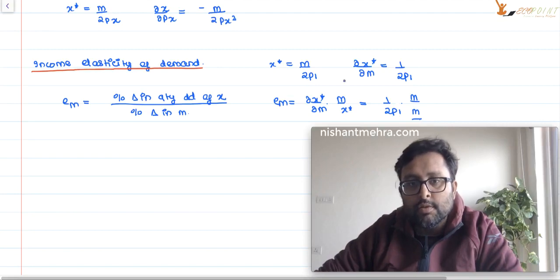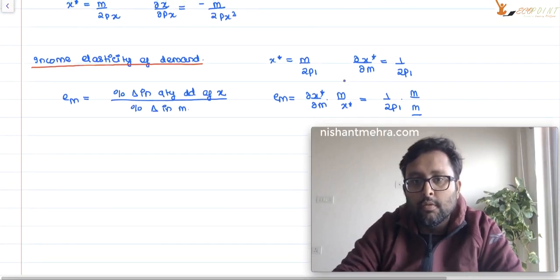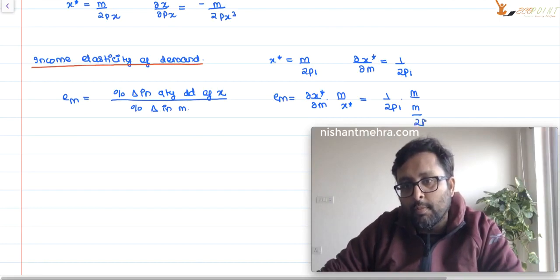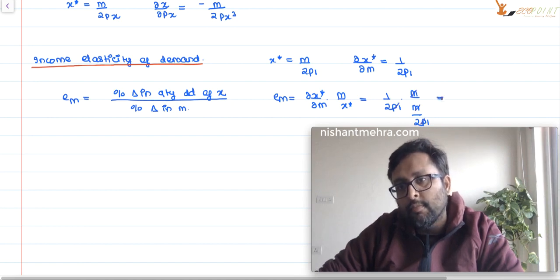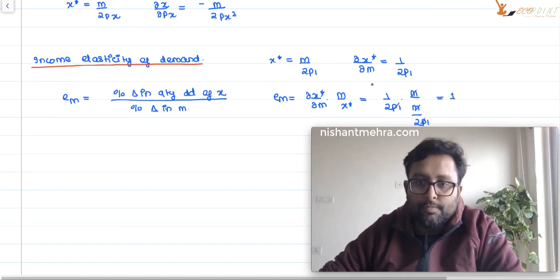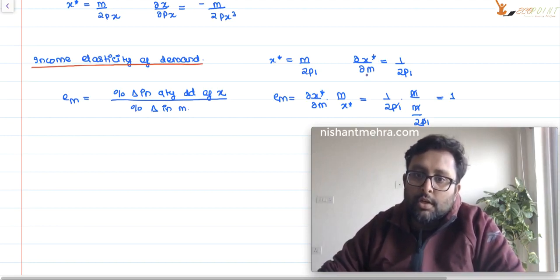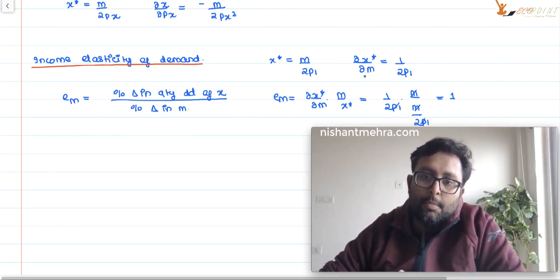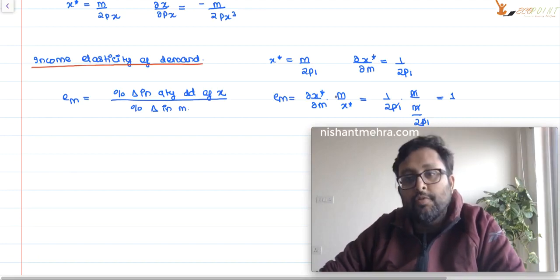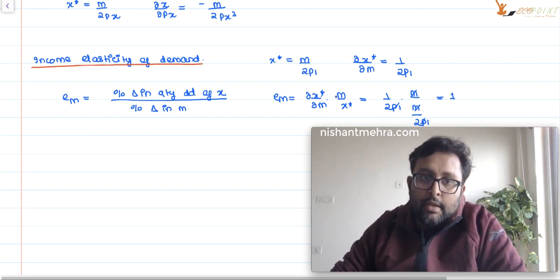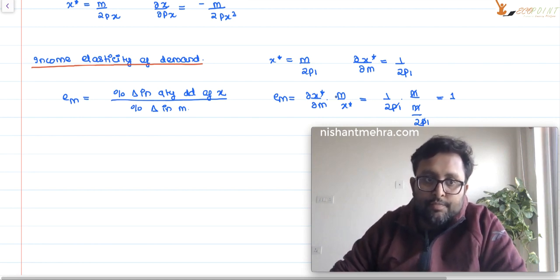M upon 2P1. So everything is going to get cancelled out, and it is going to be 1. So it means that if there is a 1% increase in income, then for the utility function and the demand function which we have got, there's going to be a 1% rise in the quantity demanded for X.